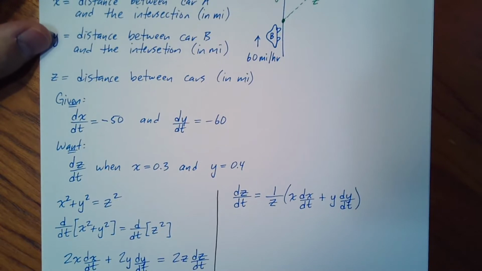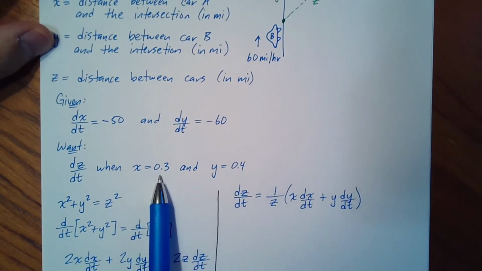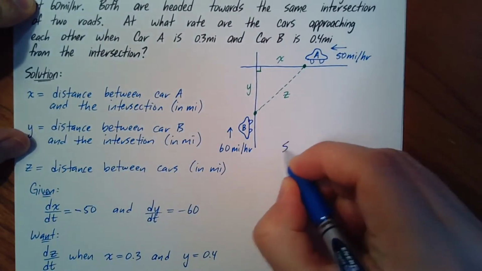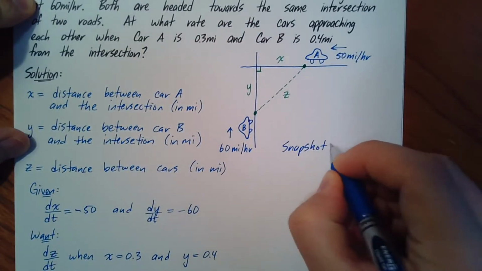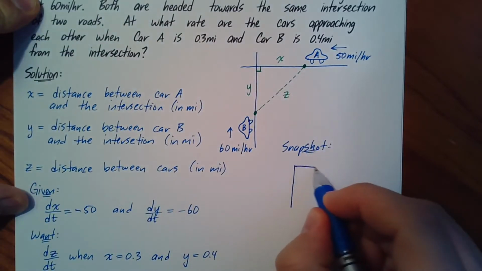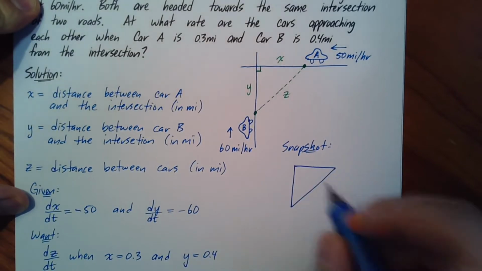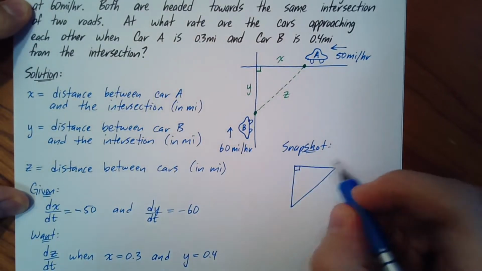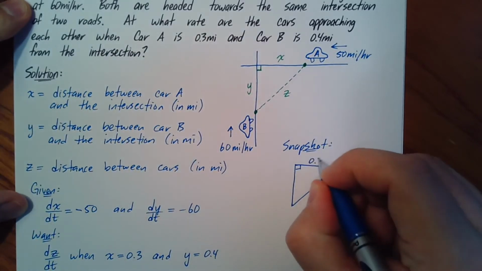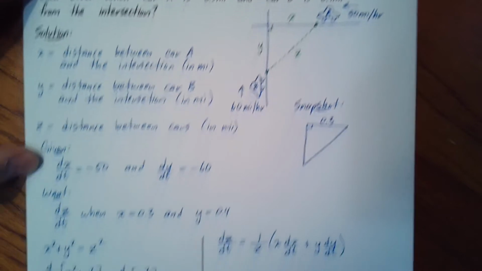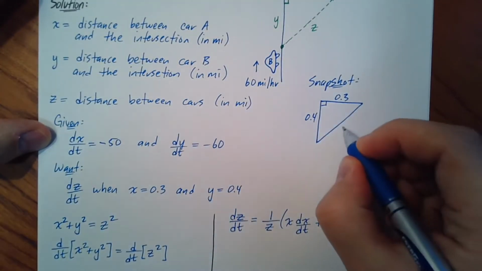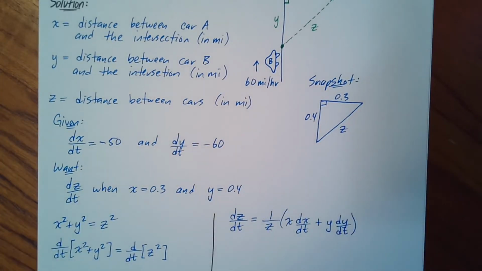So if we think of taking a snapshot right at the point in time when x is 0.3 and y is 0.4, what will we get? Let's do that. If we take a snapshot of this picture, let's just draw the triangle because it's x, y, and z that we're interested in here. I don't need to draw the cars. So x was 0.3 down here. That's the point we care about. So let's put 0.3 for x, and y is 0.4. We want to know what is the corresponding z value at that point in time. And actually we can get it, right?